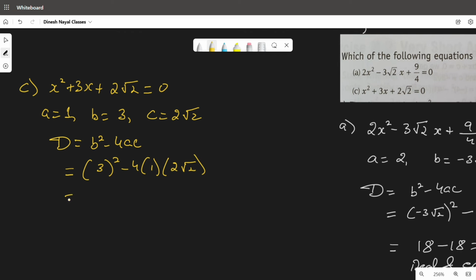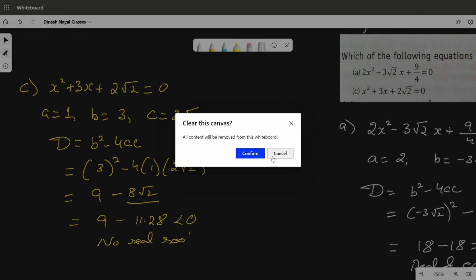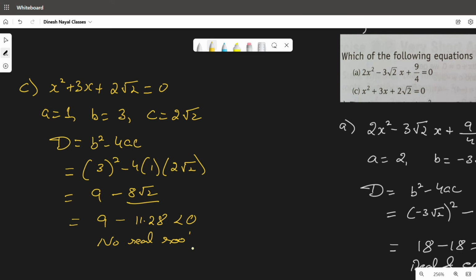Now see, 3 square will be 9, minus 4 2s are 8, 8 into root 2. If you find the value of 8 root 2, actually this is 9 minus 11.28, which is less than 0. So it will have no real roots. Hence C is also not the answer, because we have to find two distinct real roots. We'll check for D also.